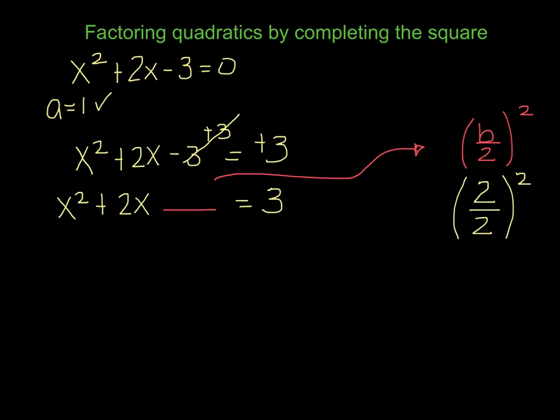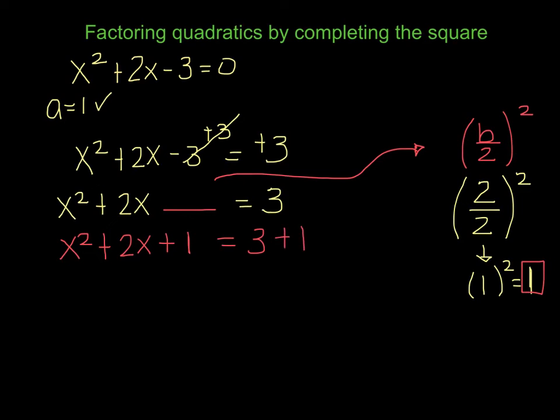And I'm going to go really slow with this. 2 divided by 2 is 1. 1 to the power of 2 is 1. So that's my magic number that's going to allow me to complete the square. So I'm going to go ahead and use that number, and I'm going to come back to my equation and go like this: x squared plus 2x plus 1 equals 3 plus 1. Now I have to add it to both sides, because those are the rules with equations. Whatever you do to one side, I have to do it to the other side. Now once I've done that, I've completed the square.